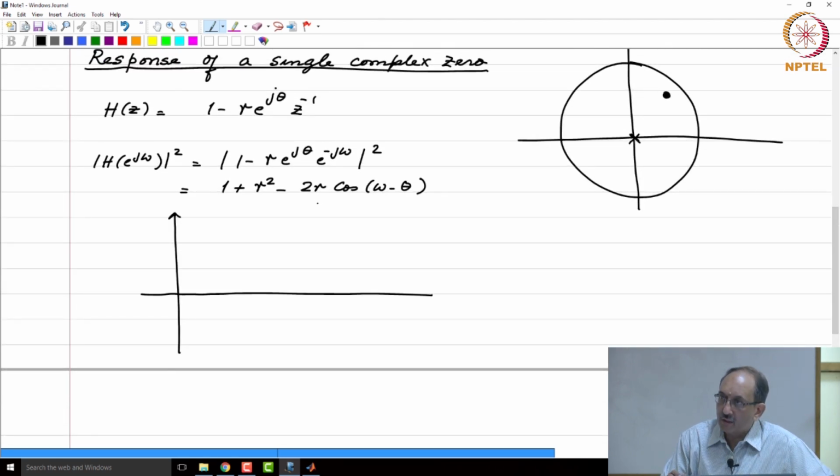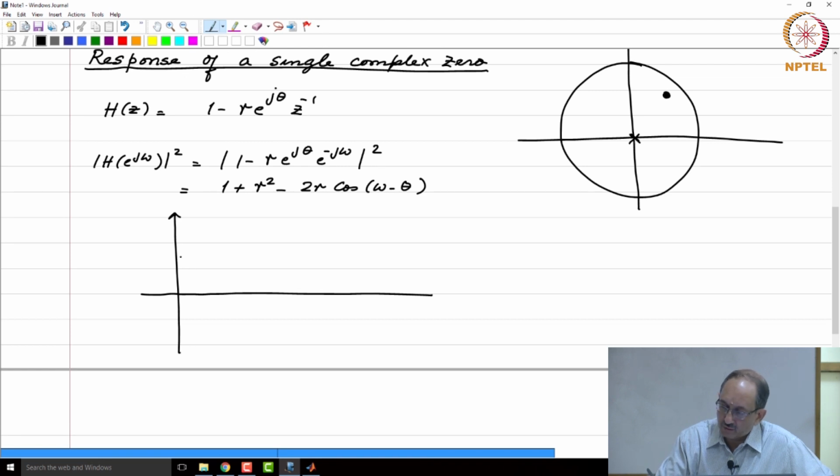On a linear scale, if you plot this, this will look like what function? Yeah, this will look like a simple cosine because the only variable here is omega, and this will look like a shifted cosine depending upon the parameters. But as I had mentioned, we will plot all these things on a log scale.